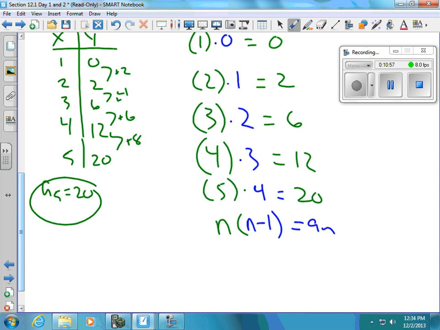So a sub n equals n times n minus 1, or if we distribute that, a sub n equals n squared minus n. Okay? So there is our equation, our rule. We described it. It was the input multiplied by the input before it, and that's how we do it.